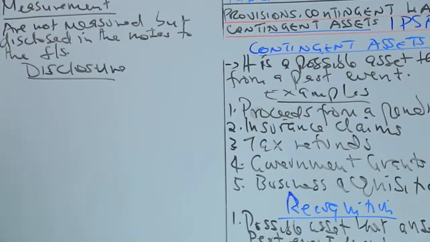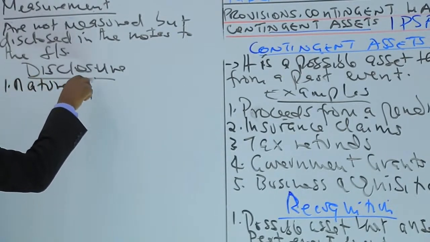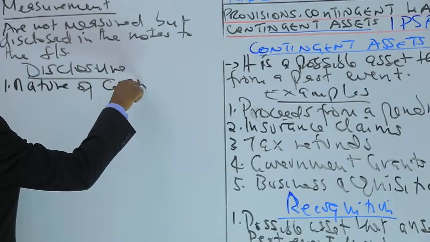Now, public sector entities are required to disclose certain information about contingent liabilities in the notes to the financial statements. The first information that ought to be disclosed is the nature of the contingent liability.